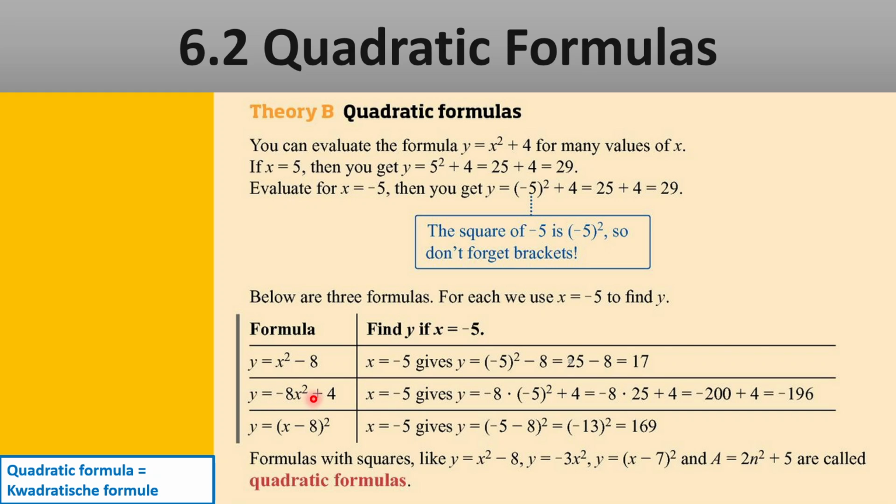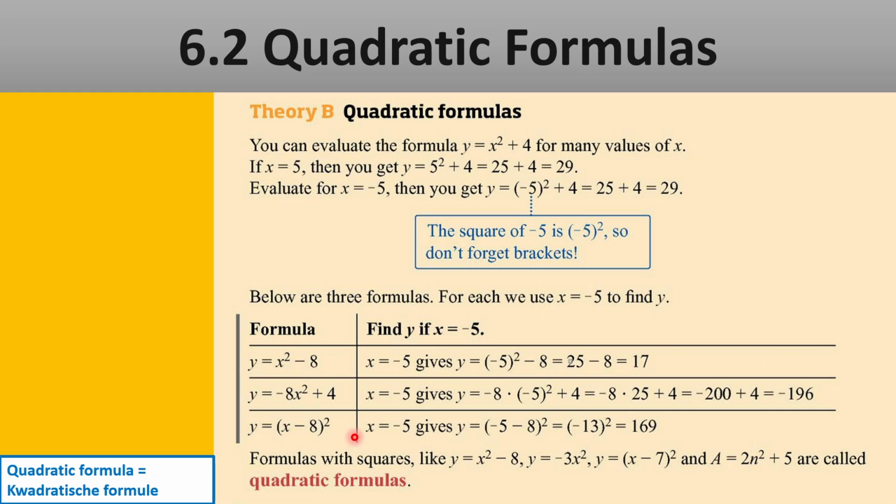Okay, next one. Y equals minus 8x squared plus 4. And x is still minus 5. Copy the whole thing and change the x into minus 5. So y equals minus 8 times minus 5 squared plus 4. Calculate the square, 25. Minus 8 times 25 plus 4 equals minus 200 plus 4 equals minus 196.